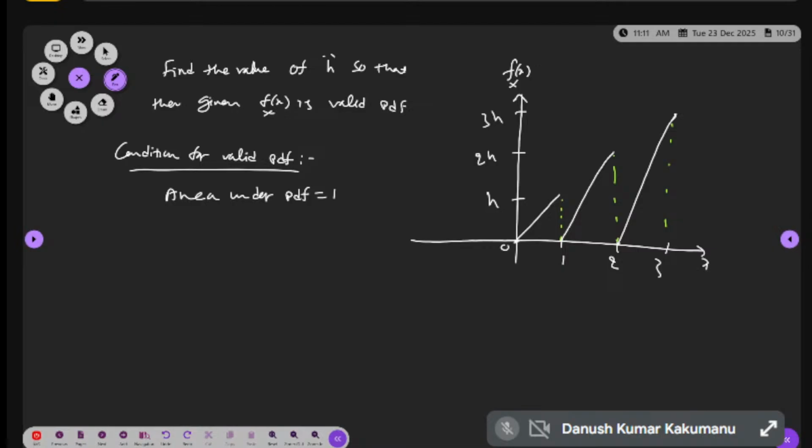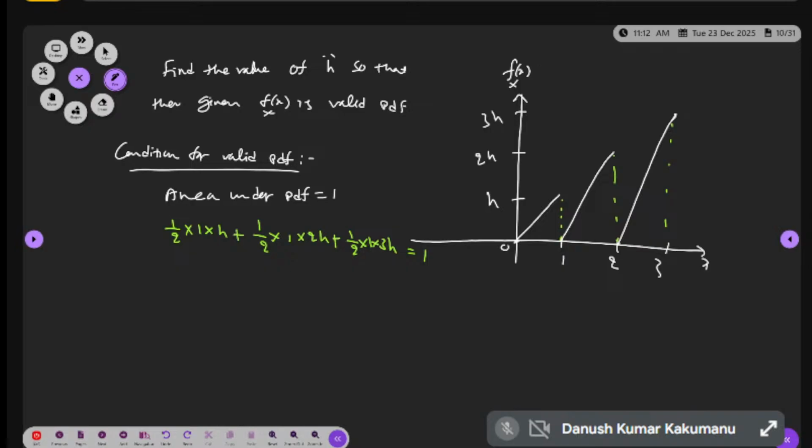What is the area of the first triangle? Half into base into height h. Second triangle: half into base 1, height 2h. Third triangle: half into base into height. The sum is equal to 1. Just the 3 triangles' areas we are finding, equating to 1. Everyone understanding?